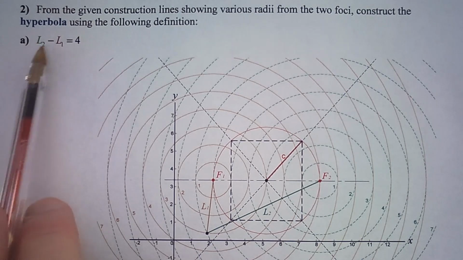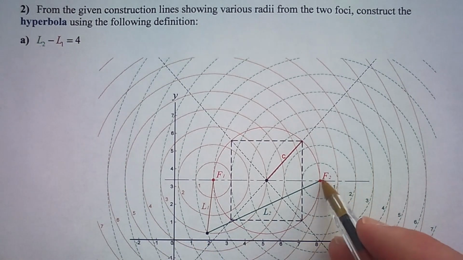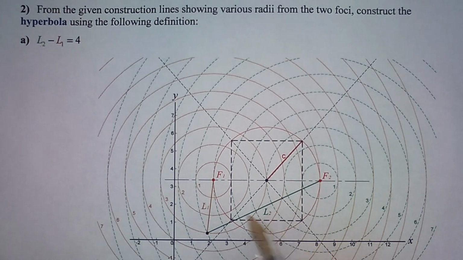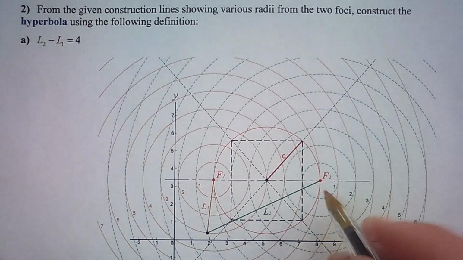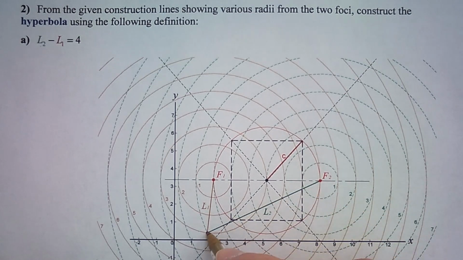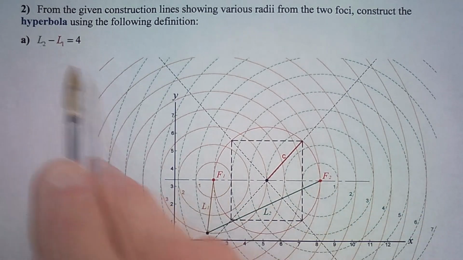In a hyperbola, these 2 lines, L2 and L1, will always have the same difference. Here, L2 minus L1, in this case, is always going to equal 4. It can equal any number, but in this case it is going to equal 4. From focus 2 out to here, I've got this line we're calling L2, and from focus 1, I've got this line we're calling L1. The definition of this particular hyperbola is that L2 minus L1 is 4. So L2 is 1, 2, 3, 4, 5, 6, 7 units. L1 is 1, 2, 3 units. 7 minus 3 is 4.